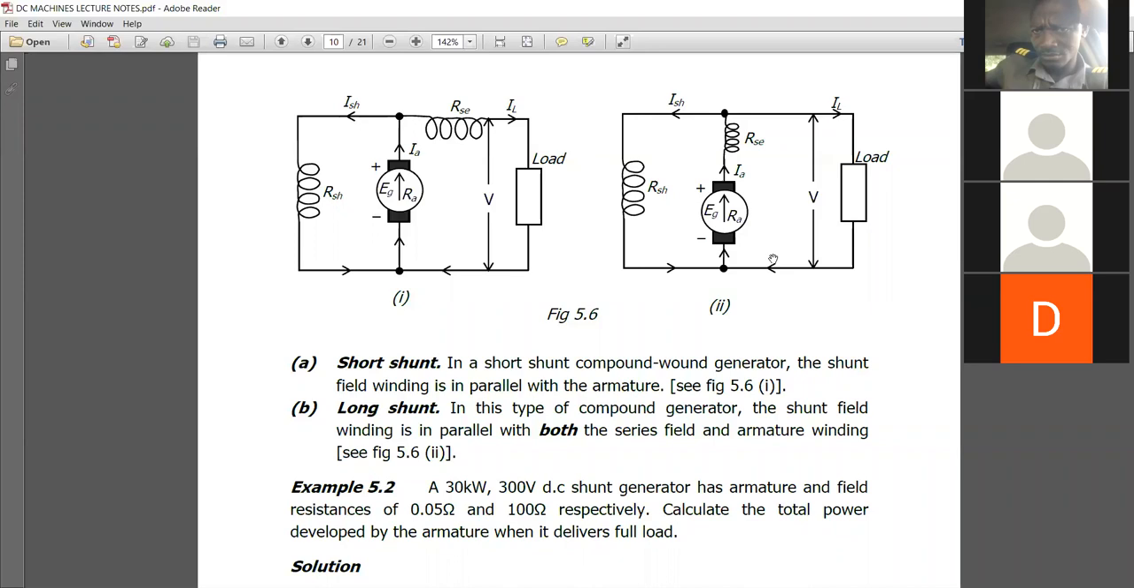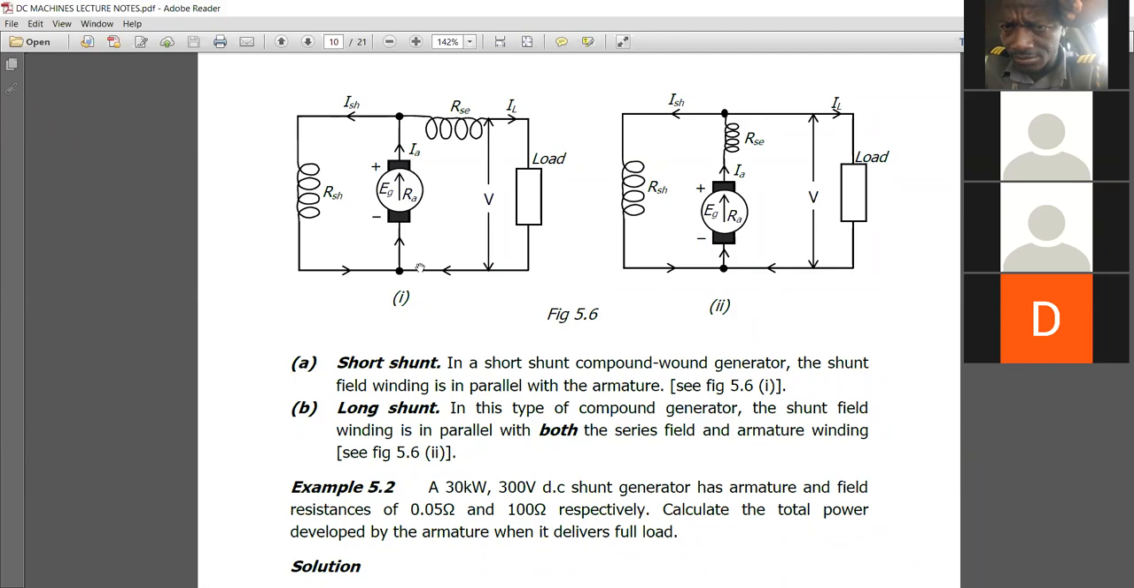But there is what we also consider in a compound generator, that is short shunt and then long shunt. That is very important. What makes it short shunt? What makes it long shunt? If the shunt field winding is connected across the armature only, it is a short shunt.